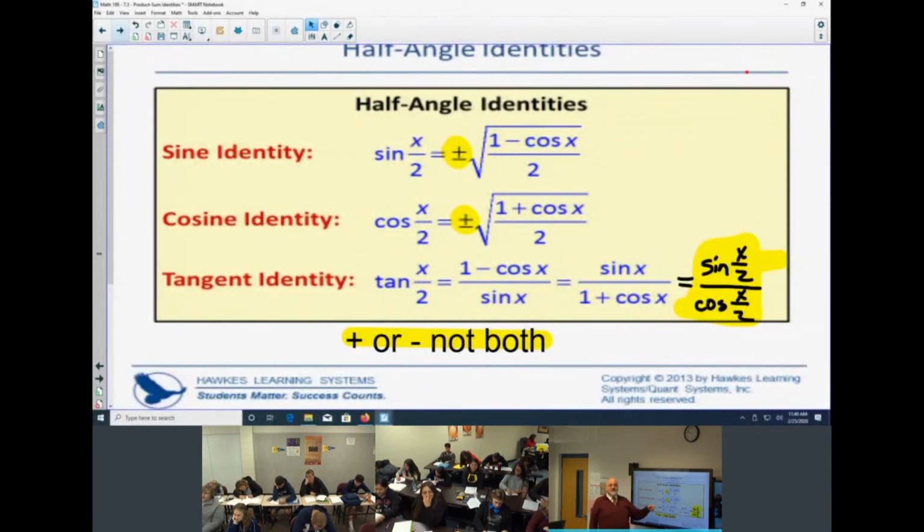The second thing is that I've also added this formula that's not in the book. So the tangent of x over 2, there are two formulas for that. Or if you've already calculated the sine of x over 2 and the cosine of x over 2, you can just divide those, and that will give you the tangent of x over 2. And usually that's the easiest way to do it, if you've already got it. All right? Any questions?